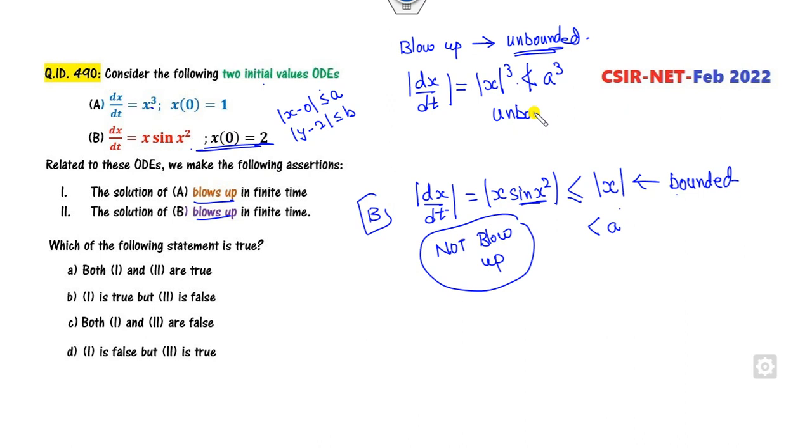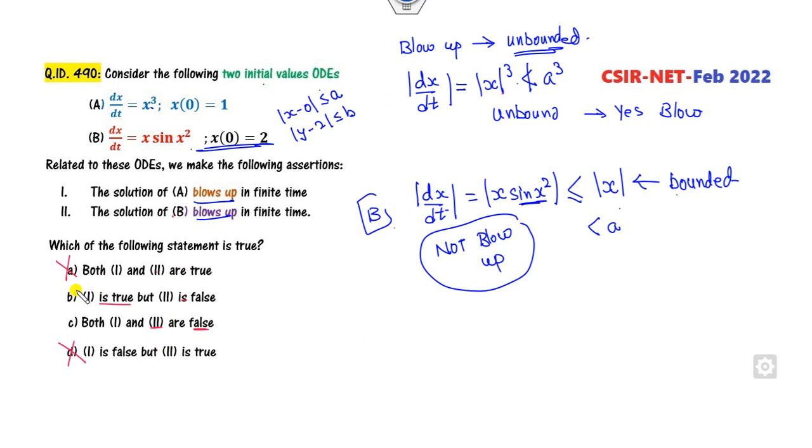So look at the option. B is not blow up. So B is my false statement. Second is false. Second is true, so this option cancels. First is true, second is false. This is the correct answer.